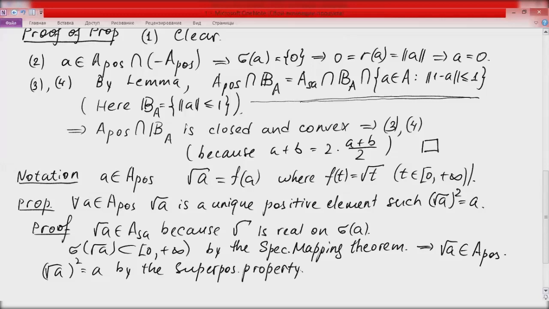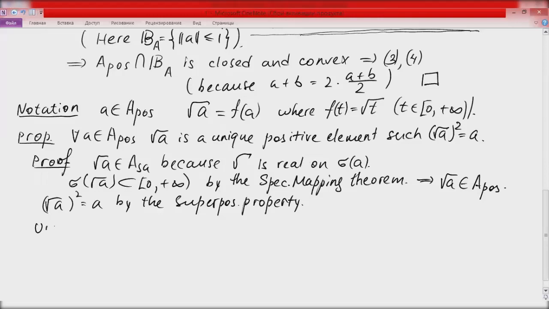So let's recall that the superposition property of the functional calculus tells us that if we have two functions, f and g, and if we first apply f and then g to an element A, then the result will be the composition, the superposition of g and f applied to A. And this implies this identity. Now we have to prove that such an element is unique.